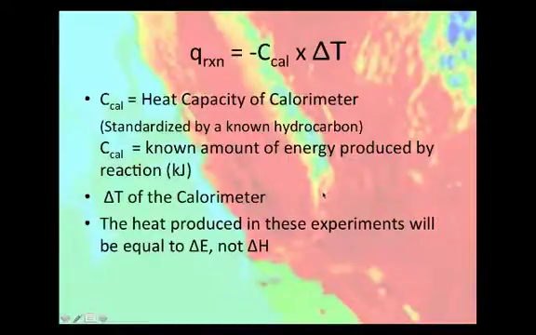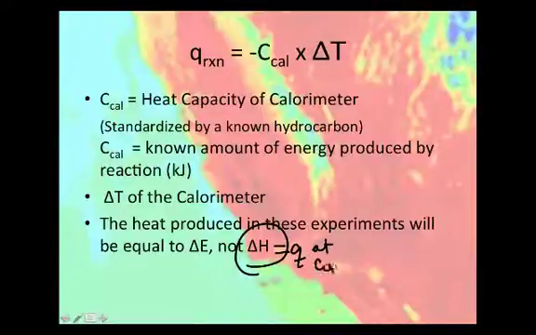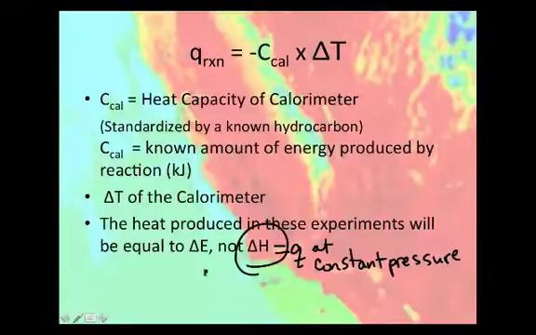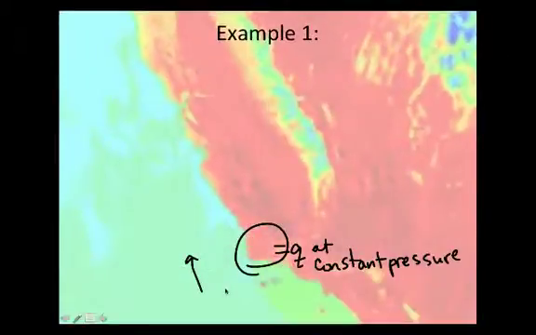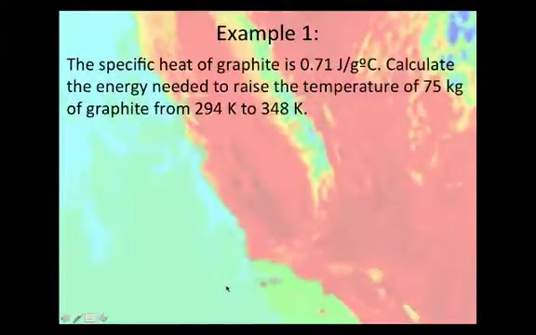The heat produced in these experiments is not going to be equal to delta H. Delta H is only equal to Q when we're under constant pressure. These reactions do not occur under constant pressure. So in this case, Q is equal to the change in energy, not the change in enthalpy. Where volume is constant, work is equal to 0. And we don't have to go through all the math to show that. Let's do some examples so that you see how we handle these types of problems.